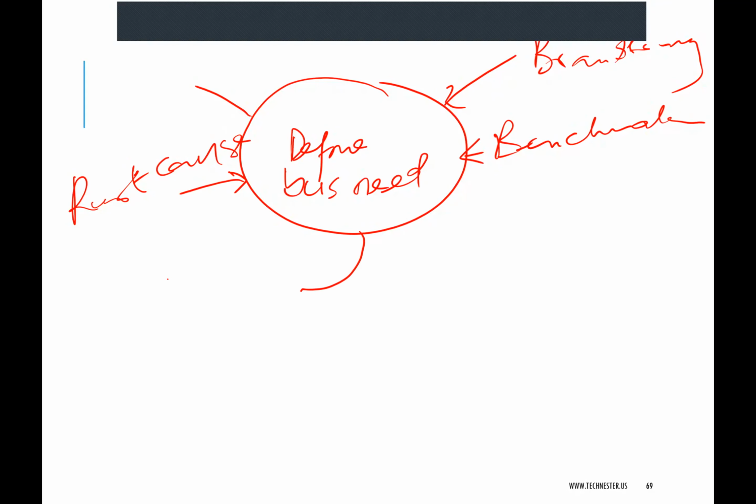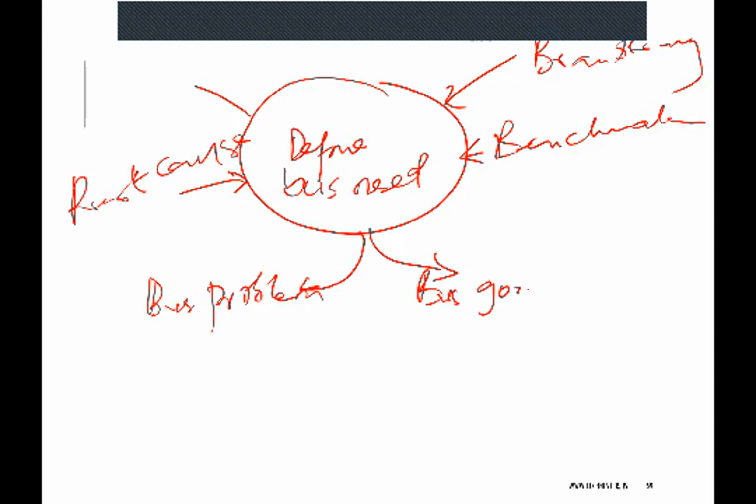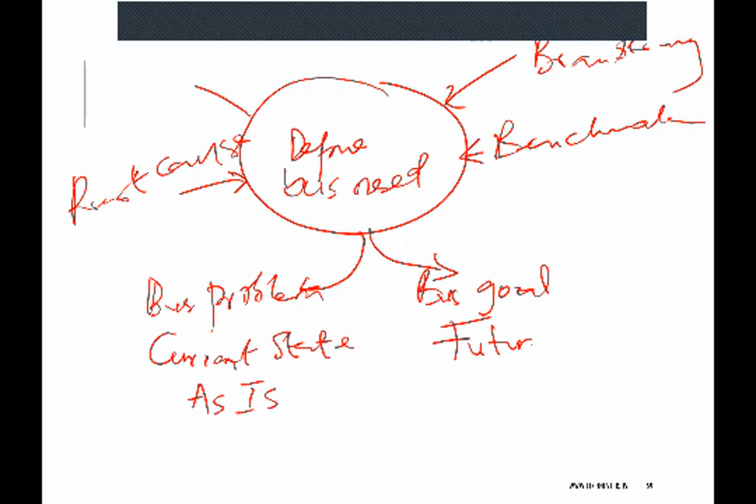Now, from that business need, we'll get the business problem and the business goal. So this business problem also represents the current state or our as is. The business goal represents that desired future state or our to be. Right. So all this coming out from the business need.